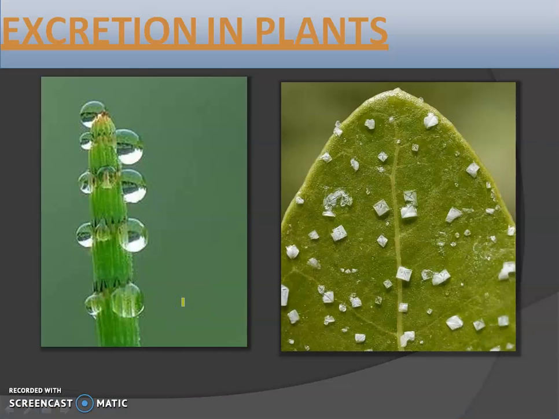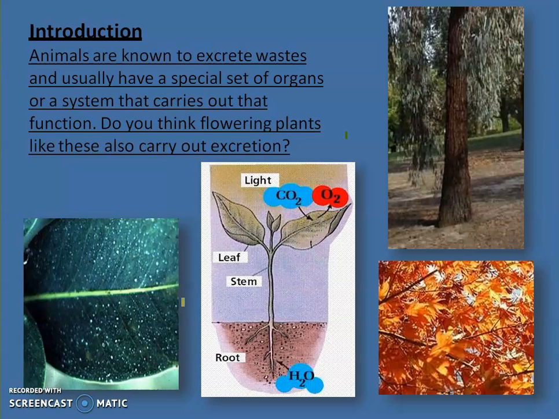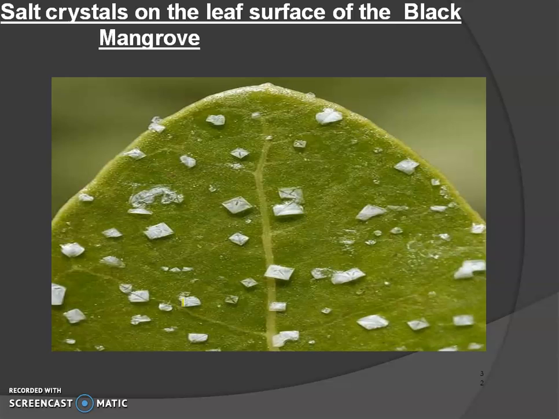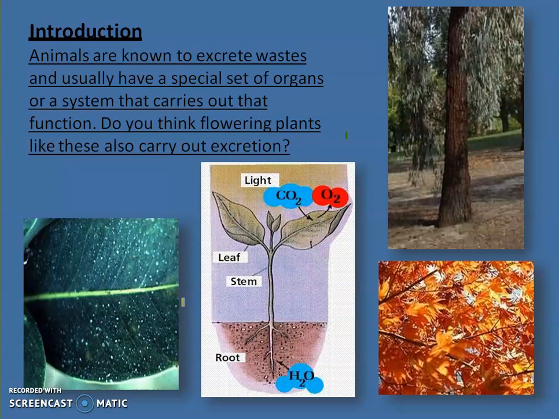So we will read about excretion in plants. Animals are known to excrete waste and usually have a special set of organs, but plants do not have any such set of organs. Salt crystals on the leaf surface of the black mangrove you can see. Here I would like to tell you that plants do not have special organs.